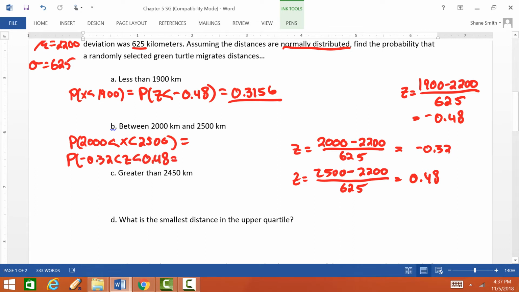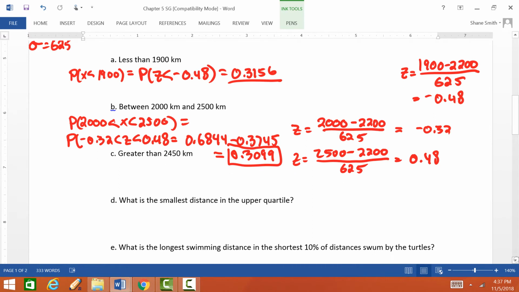When you look those both up, because it's an in-between, you subtract them. So 0.6844 minus 0.3745. The answer is 0.3099. So that's your answer for that one.